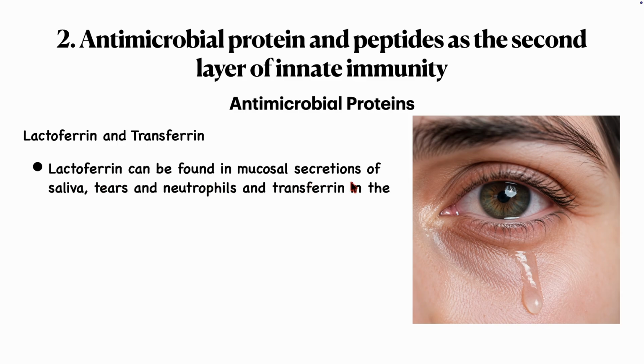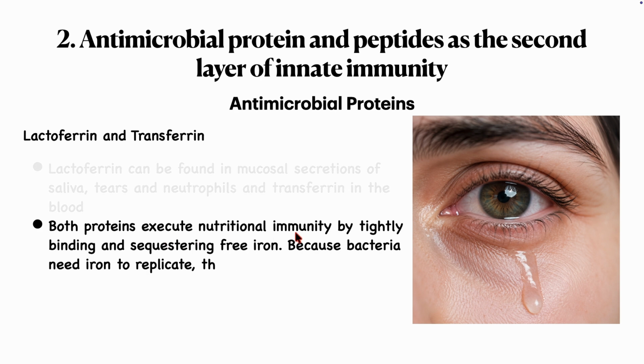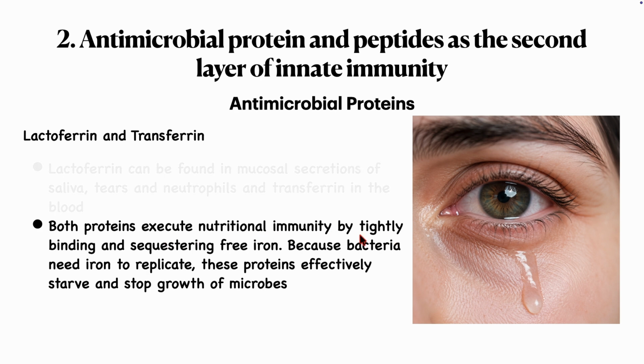Other antimicrobial proteins are lactoferrin and transferrin. Lactoferrin can be found in the mucosal secretions of saliva, tears, and neutrophils, and transferrin in the blood. Both proteins execute nutritional immunity by tightly binding and sequestering free iron. Because bacteria need iron to replicate, these proteins effectively starve and stop the growth of microbes.